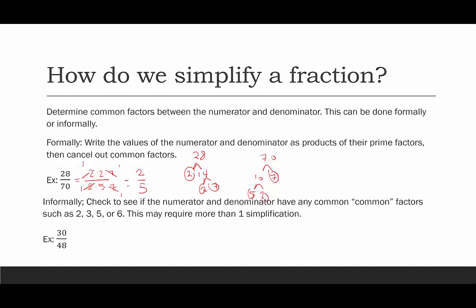So for example, 30 over 48. Instead of doing prime factorization, let's just think about anything that goes into both 30 and 48. And there are multiple responses here. So in multiple steps, we can say, okay, well, they're both even, so I know 2 goes into both of them. So I'm going to divide them both by 2. Divide by 2, divide by 2. And then we would end up with 15 over 24.